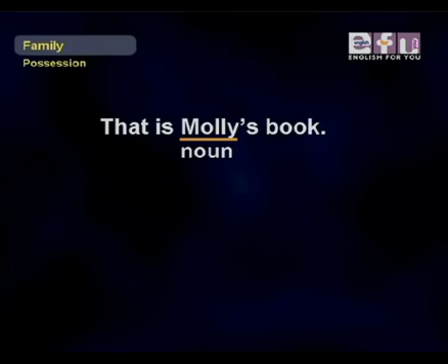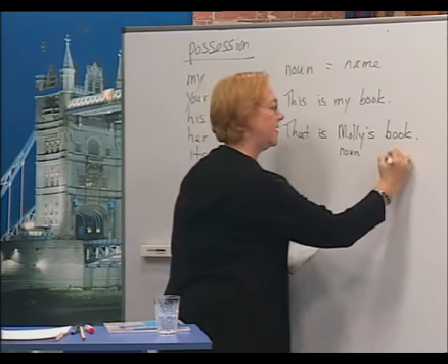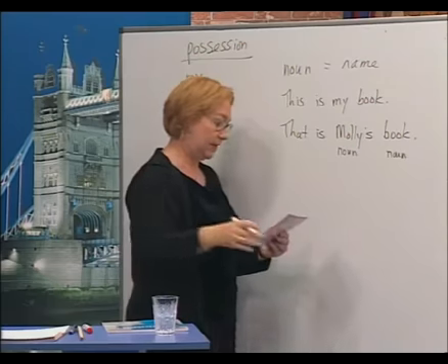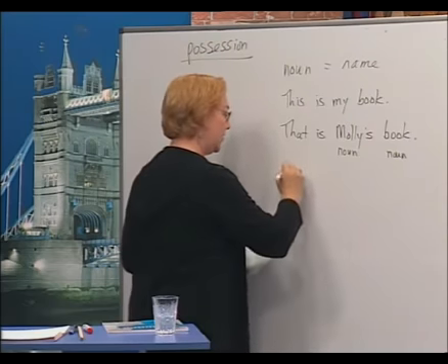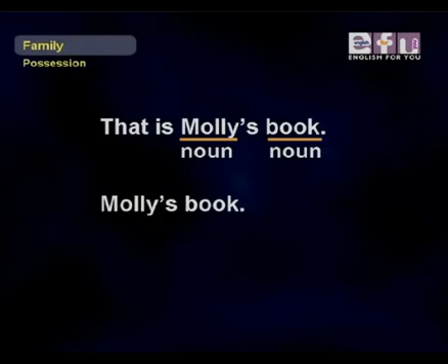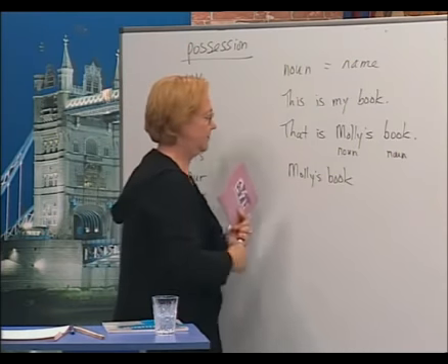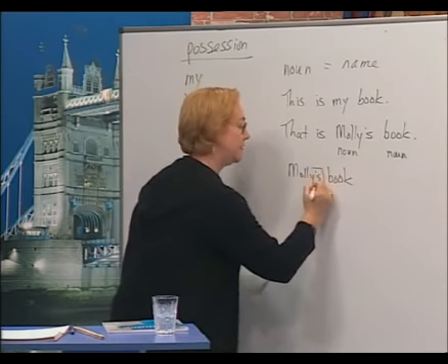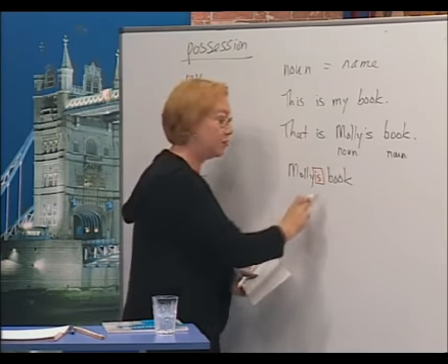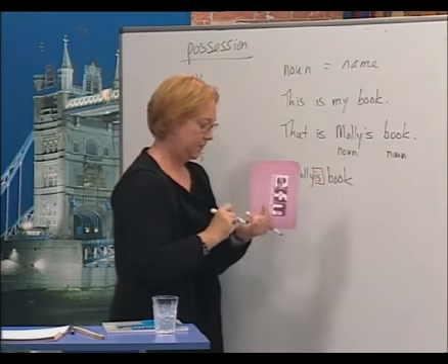Molly is a noun. Book is a noun. So that is Molly's book. So you can say Molly's book. Notice that the S here is for possession, not is. Possession. Molly's book. All right?